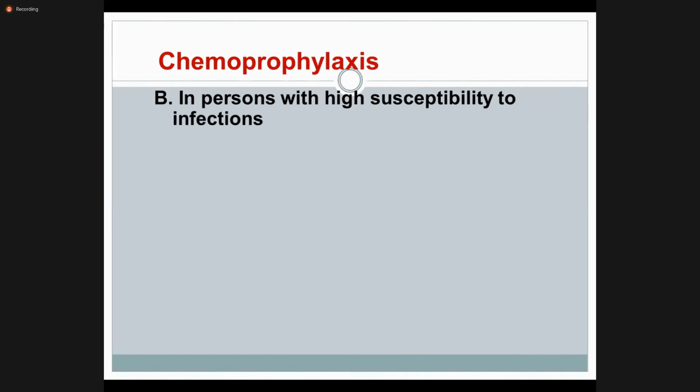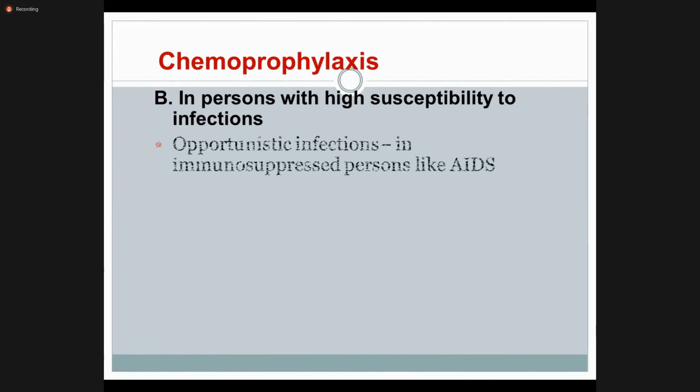Then, in persons with high susceptibility to infection, there is opportunistic infection in immunosuppressed persons like AIDS patients. HIV, the human immunodeficiency virus, is responsible for AIDS. That occurs due to opportunistic infection. So this is a very interesting concept. What do we mean by opportunistic infection?